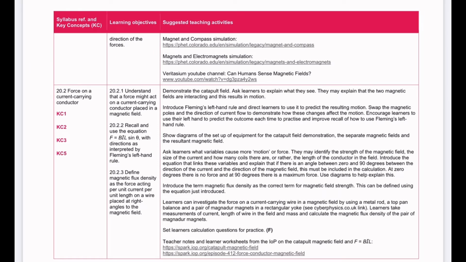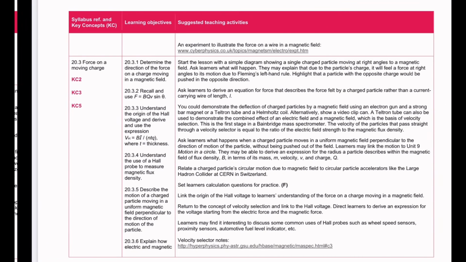Key concept 20.2. Force on a current-carrying conductor. Learning objectives. 20.2.1. Understand that a force might act on a current-carrying conductor placed in a magnetic field. 20.2.2. Recall and use the equation F = BIL sin θ with directions as interpreted by Fleming's left-hand rule. 20.2.3. Define magnetic flux density as the force acting per unit current per unit length on a wire placed at right angles to the magnetic field.